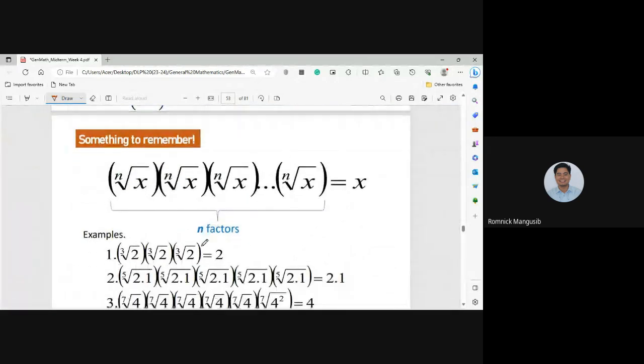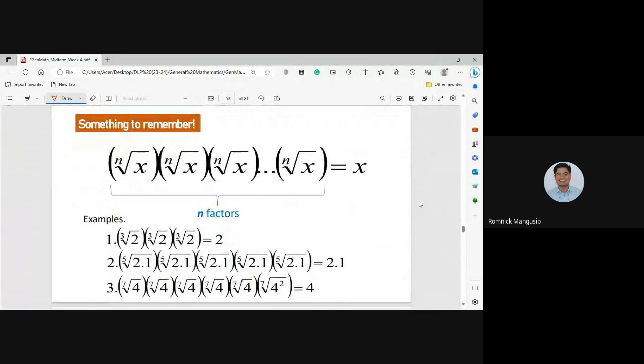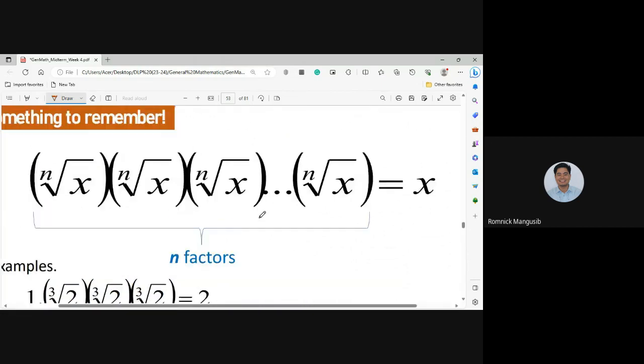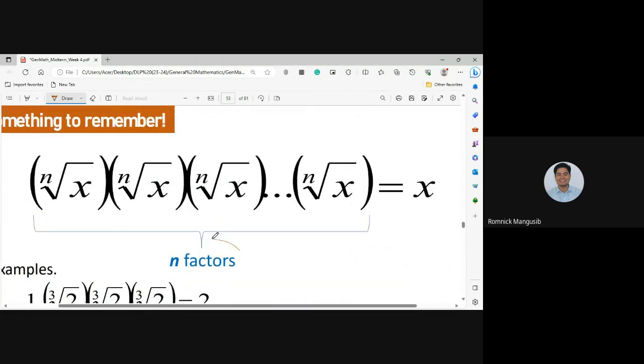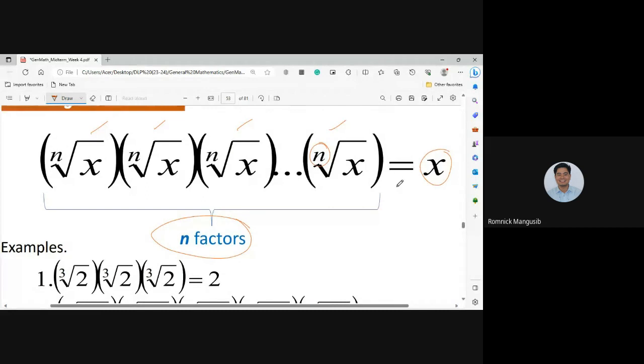Something to remember. What is all about this rule na ito? Dito, bibilangin mo kung ilan yung factors. Itong n factors. Ang factors, ito yung mga minumultiply mo. No? 1, 2, 3, 4, up to n. Sabi niya. Should be equal to x. So, paano siya ma-apply?